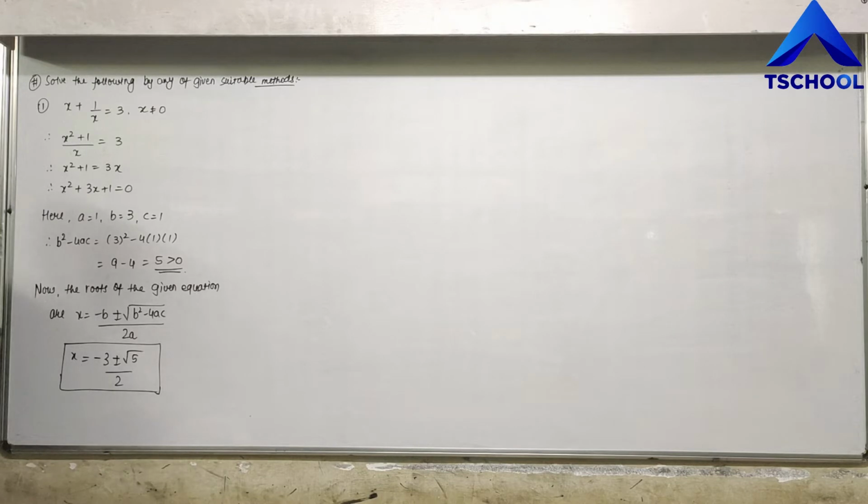See friends, this cannot be further rationalized or further simplified, right? So this is our required answer, that is minus 3 plus or minus root 5 by 2. So in this way you can solve. I am having one more of the same type.